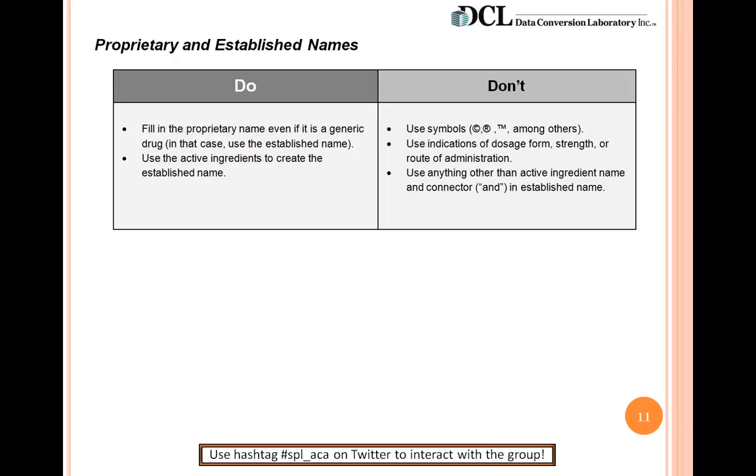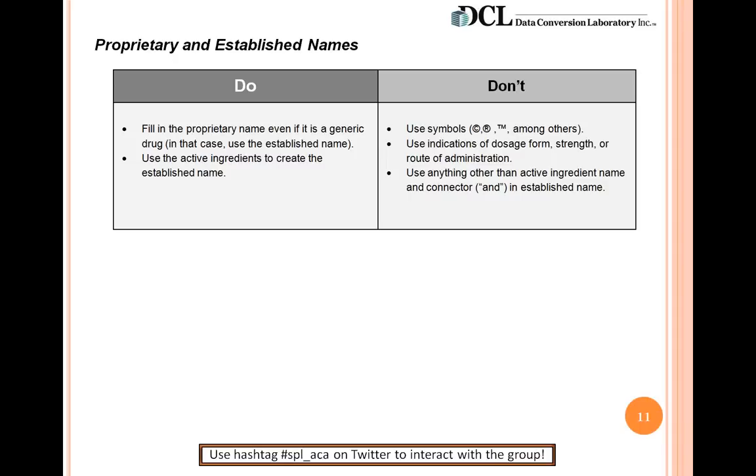Don't create your own name. There are exceptions, especially when you come to biological products, vaccines and the like. But generally, when you look at an SPL R4, you will see that the established name reflects the names of the active ingredients. It's just basically a list of the active ingredients separated by a comma or the word "and" or something like that. Don't use symbols. That's a validation rule. They simply do not allow it.